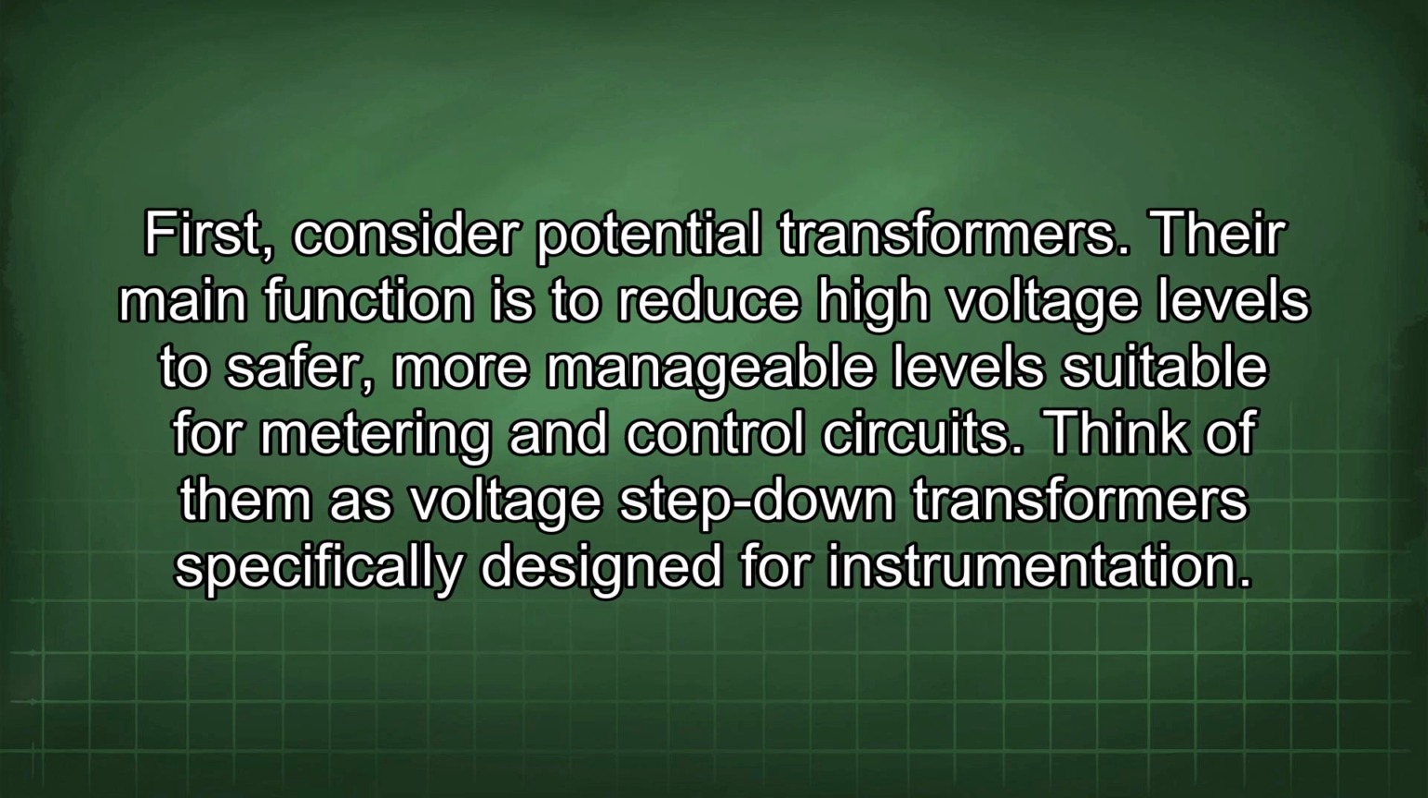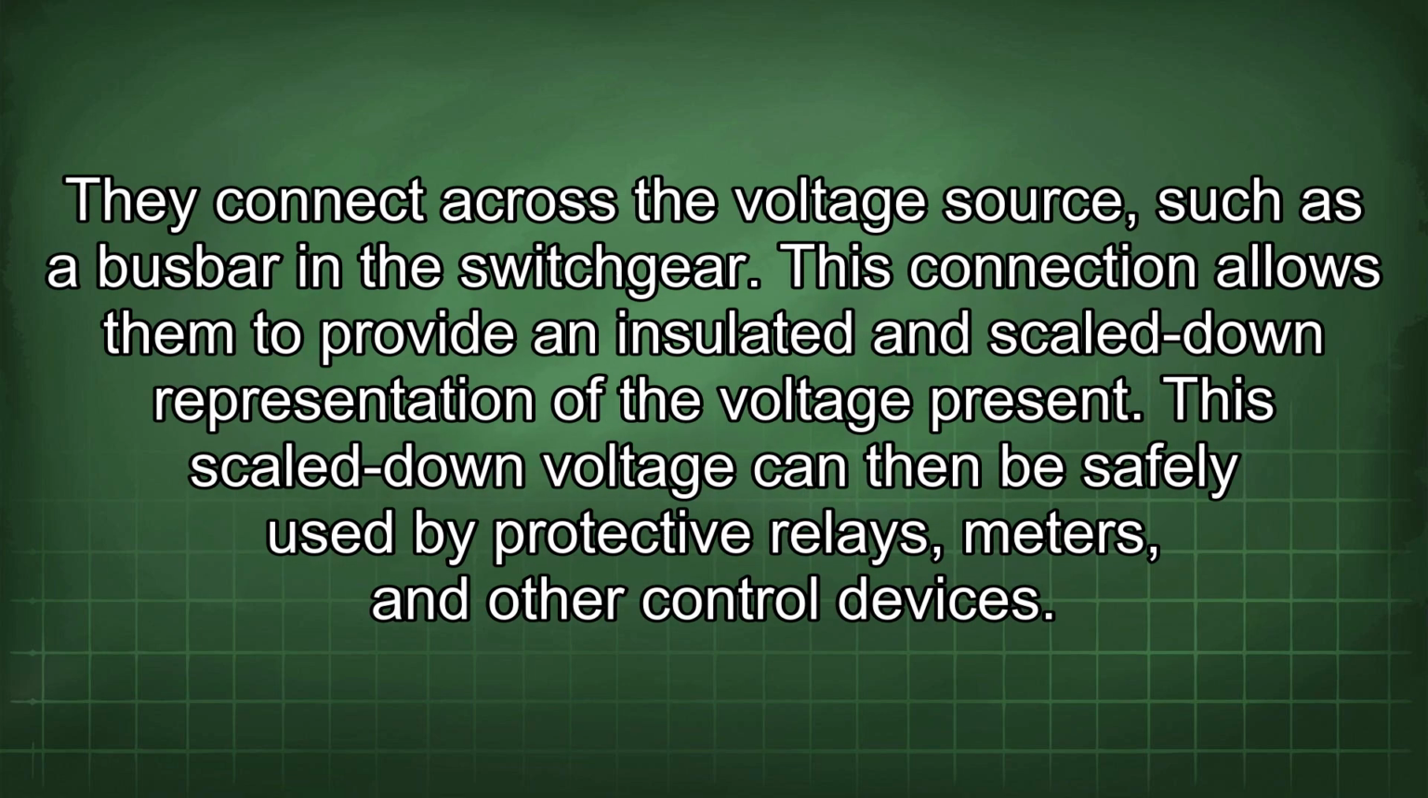First, consider potential transformers. Their main function is to reduce high voltage levels to safer, more manageable levels suitable for metering and control circuits. Think of them as voltage step-down transformers specifically designed for instrumentation. They connect across the voltage source, such as a busbar in the switchgear. This connection allows them to provide an insulated and scaled-down representation of the voltage present. This scaled-down voltage can then be safely used by protective relays, meters, and other control devices.